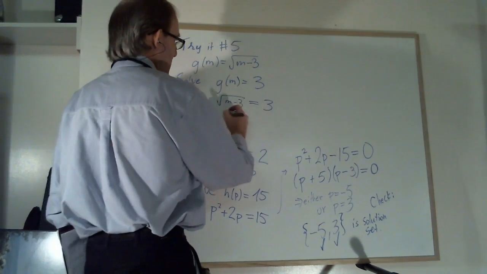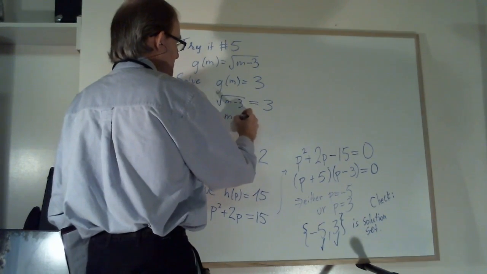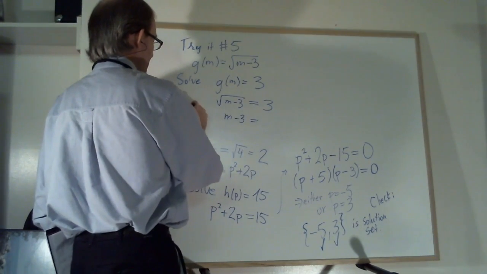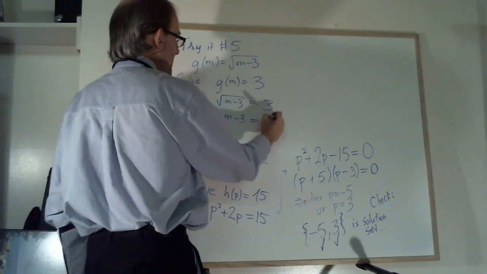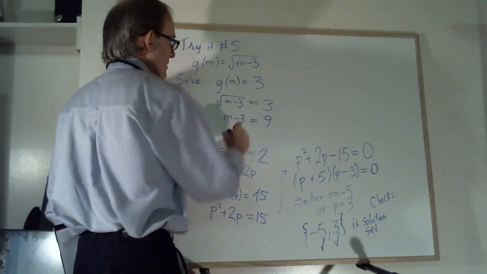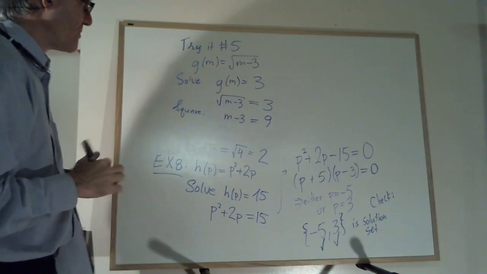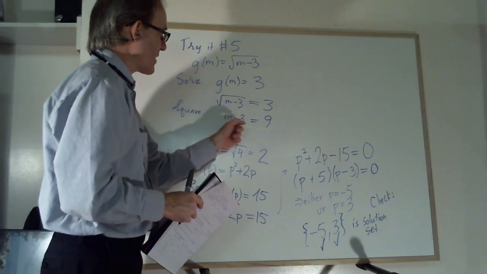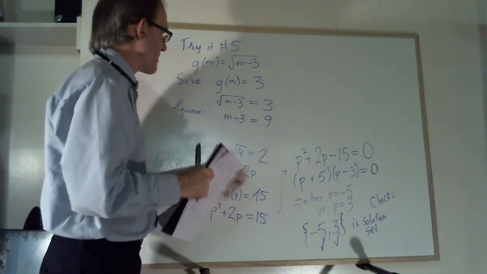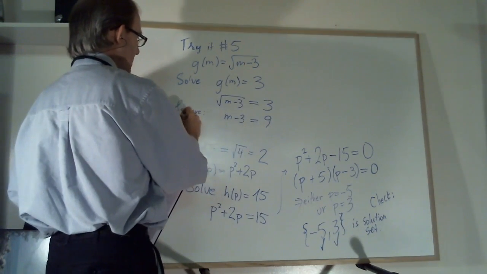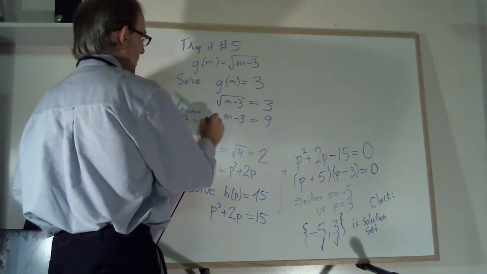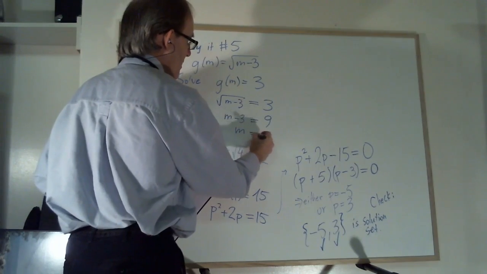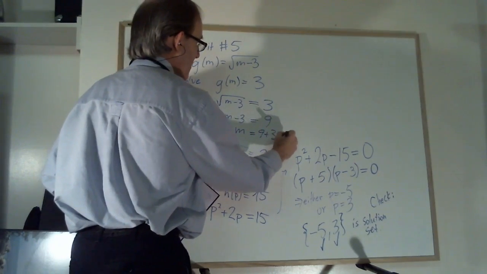Okay, so you square that, and you get m minus 3 is equal to 3 squared. So I square that, and it's 9. I square this side, and I get back the original argument, m minus 3. And I square this side, and I get 3. Square both sides. All right, and now I can solve for m just by adding 3 to both sides, and I get 9 plus 3, which is 12.